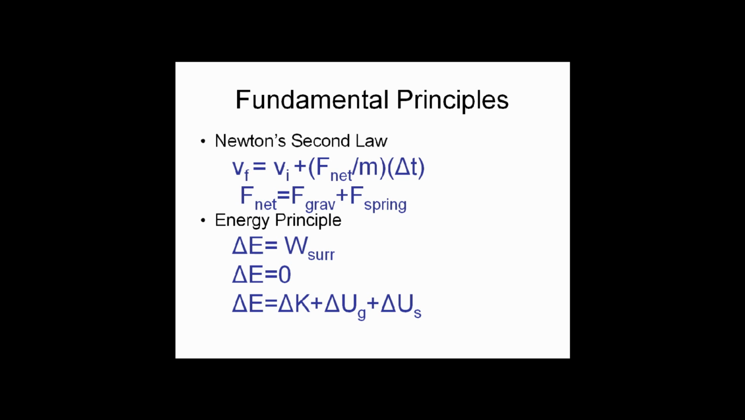The energy principle states that the change in total energy is equal to work done by the surroundings. There is no energy transferred to or from the surroundings, so the change in energy in our system is equal to 0. Delta E is equal to the change in kinetic energy of the mass plus the change in gravitational potential energy plus the change in spring potential energy.